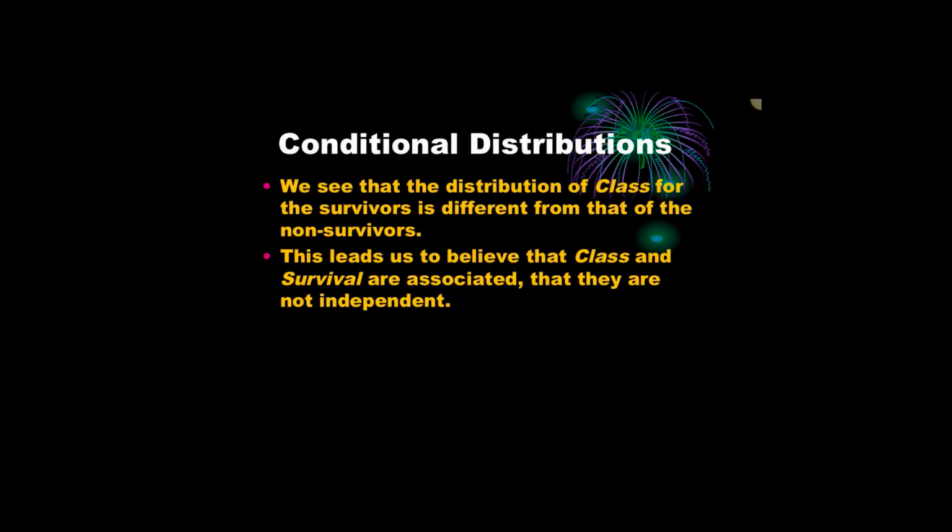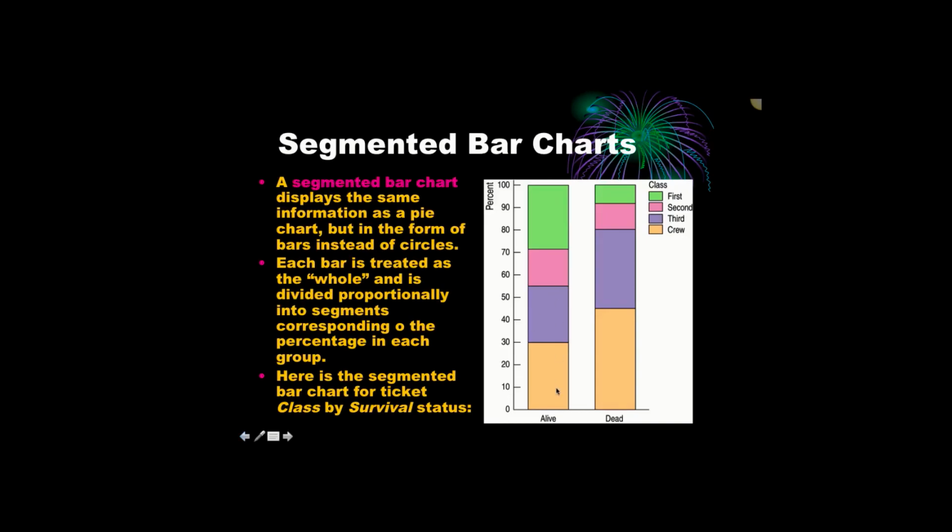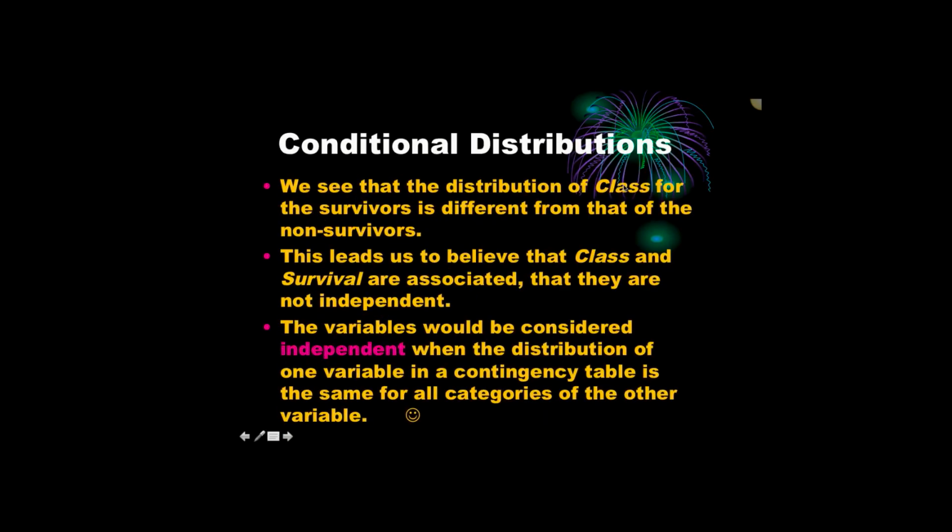For two variables to be considered independent, the distribution of one variable would have to be the same for all the categories in the other variable. So again, going back to our segmented bar graph here, if these two variables were independent, so ticket class and survival had nothing to do with each other, each piece would be pretty much the same. We're going to talk more about association and independence tomorrow and a little bit later.